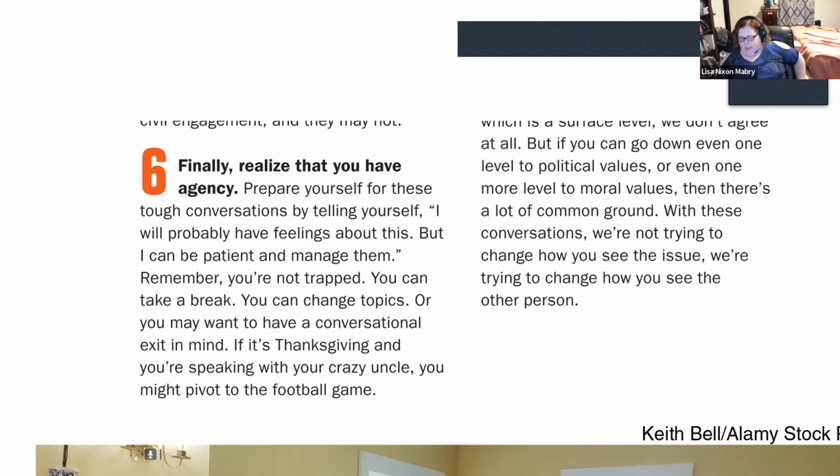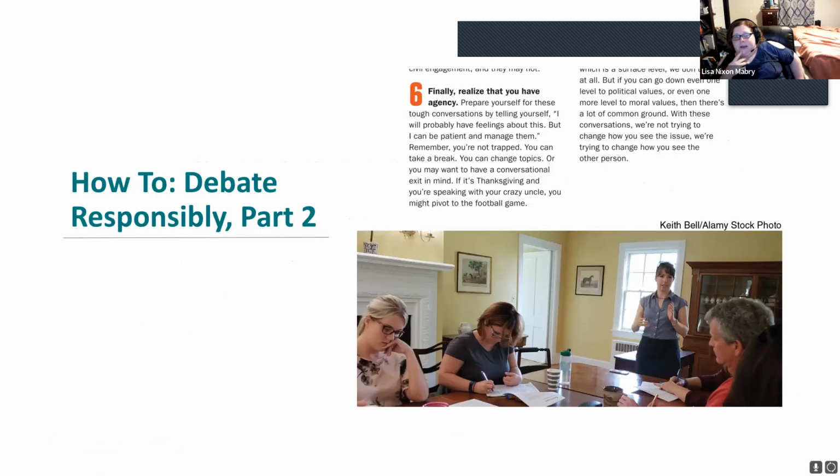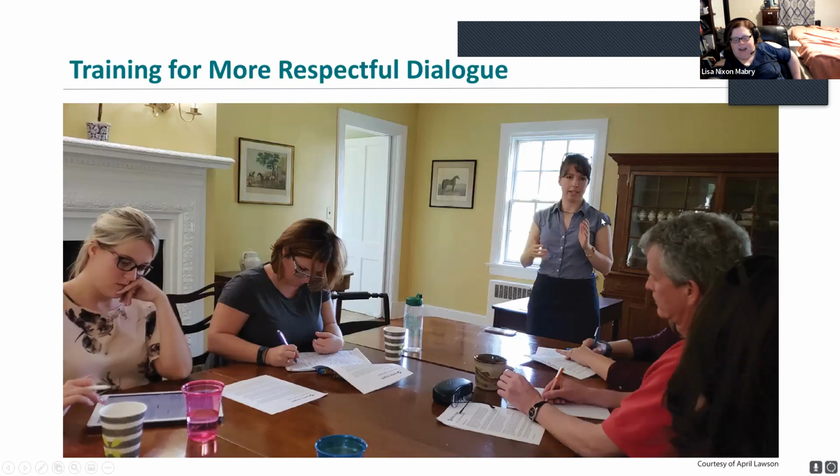Number six, finally realize that you have agency. Prepare yourself for these tough conversations by telling yourself, I will probably have feelings about this, right? Like I might be upset, right? But I can be patient and manage them. Remember, you're not trapped. You can take a break. You can change topics. You may want to have a conversational exit in mind. If it's Thanksgiving and you're speaking with your crazy uncle, you might pivot to the football game.